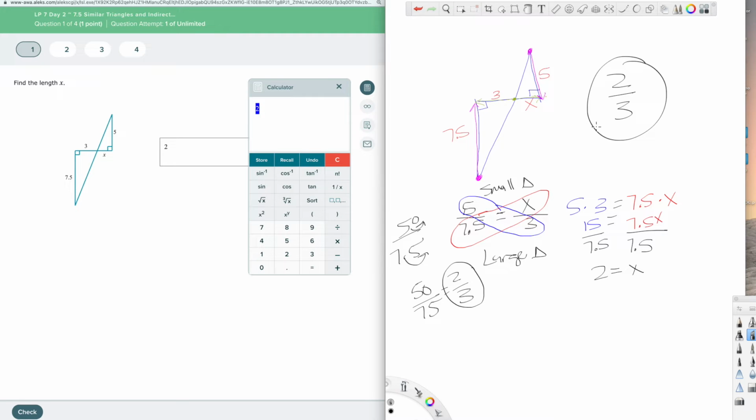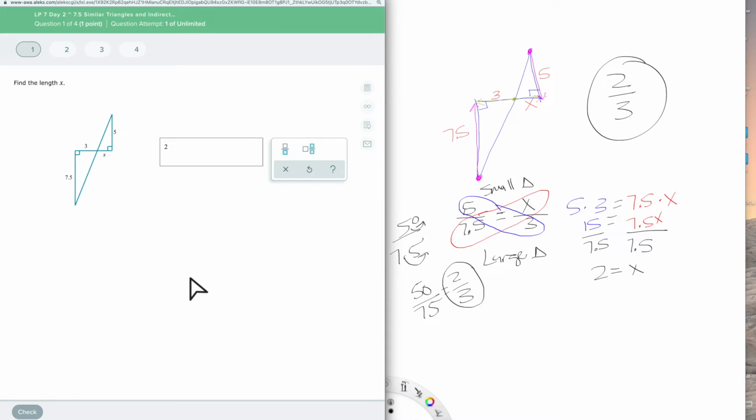So 2 is 2/3 of 3. I was saying that backwards, because 2/3 is smaller, right? All right, let's go ahead and check that. Yay! Okay.